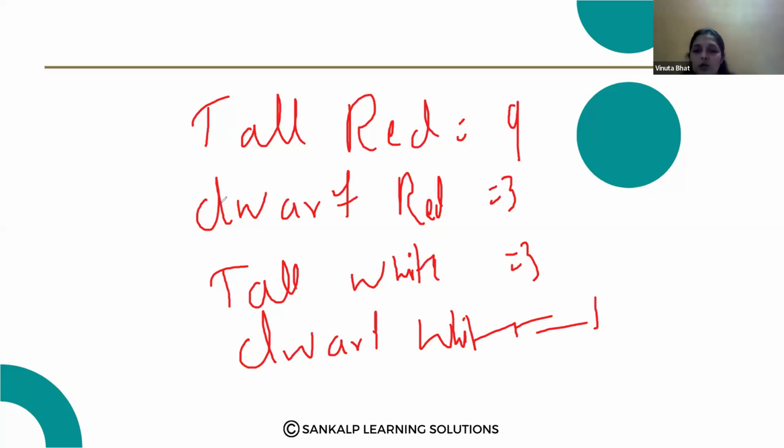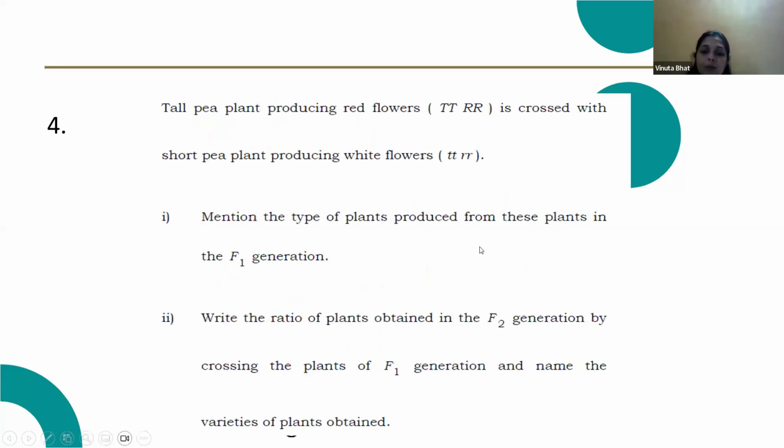Okay, so I hope this question is clear. Please note down the question and try to practice this checkerboard. That is very important to practice. This is one of the important questions for your exam. Please note down the question and try to solve it and practice this checkerboard.